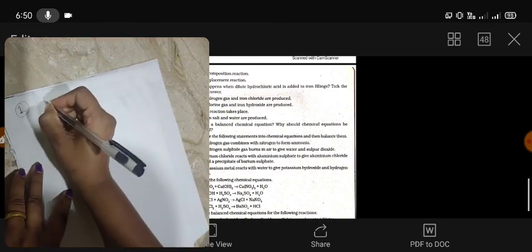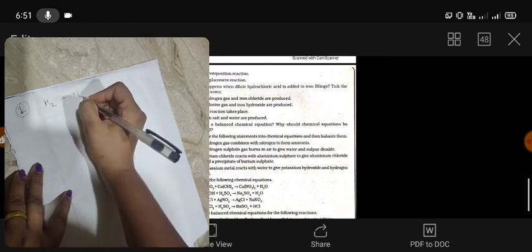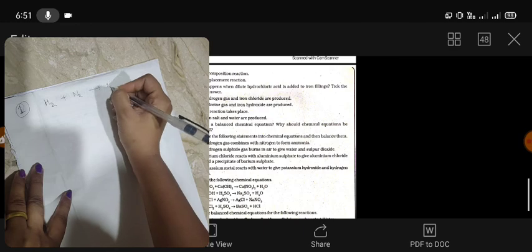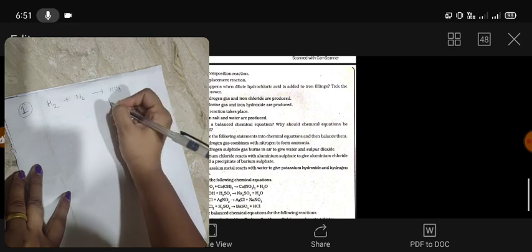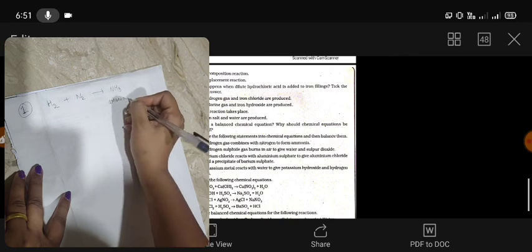So we will write first hydrogen gas plus nitrogen gives ammonia NH3. So now we need to balance this equation. This is the equation we can form, and now we need to balance this equation.